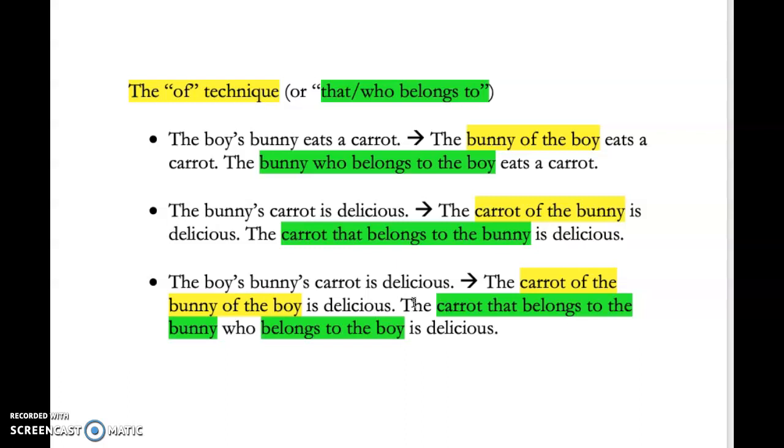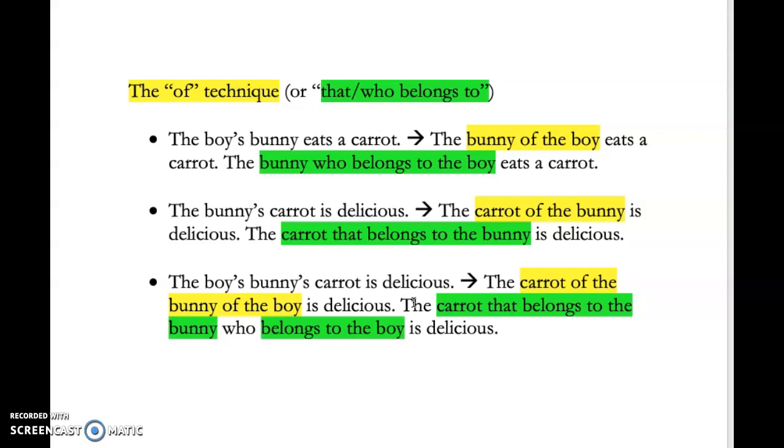If I wasn't sure if an apostrophe belonged there, I would rewrite the sentence: the bunny of the boy eats a carrot. And even if it doesn't make perfect grammatical sense, I do understand that the bunny is of the boy. And so that would be an apostrophe situation. And if that's not helpful, I would suggest using the "who" or "that belongs to" technique instead. Instead of putting in "of", I could say, the bunny who belongs to the boy eats a carrot. And hopefully you can hear that that makes sense.